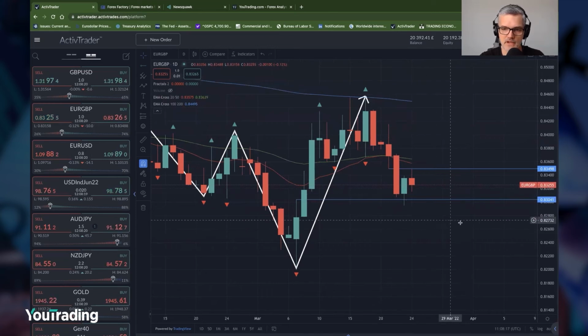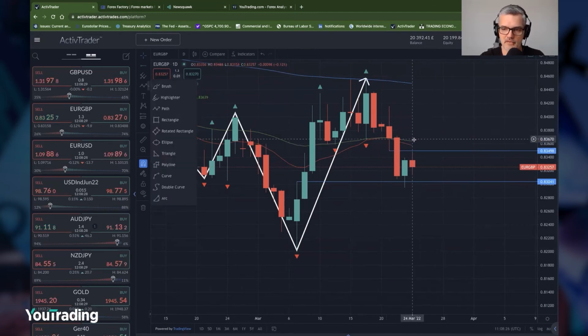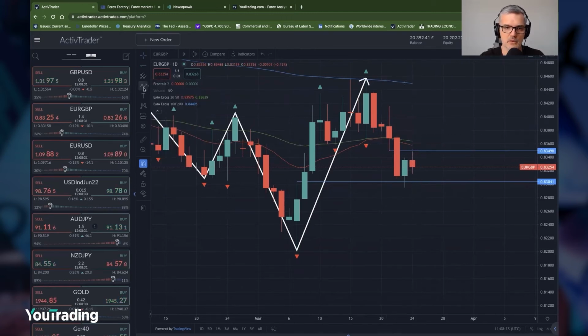So if support gives up, we're thinking a longer term trend to the downside. If resistance gives up, we're going to wait and see if we can get back above that line, back above the 20 and the 50, and then wait for a breakout, retest, continuation higher, see if we can get back up to the 200 EMA, which might come in around 0.844. So that's the plan. We're just waiting for one of these levels to give up.